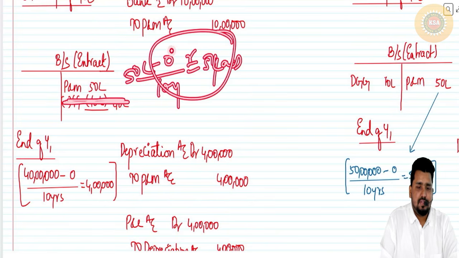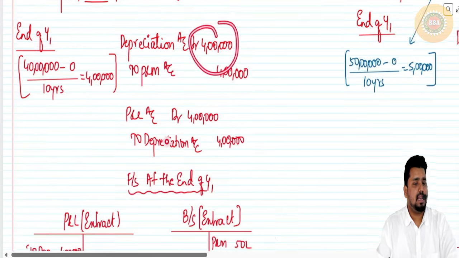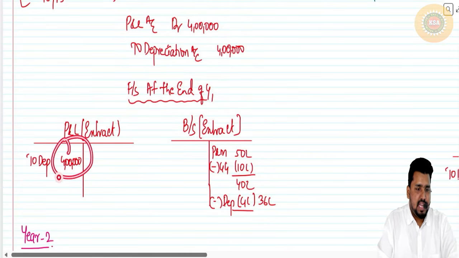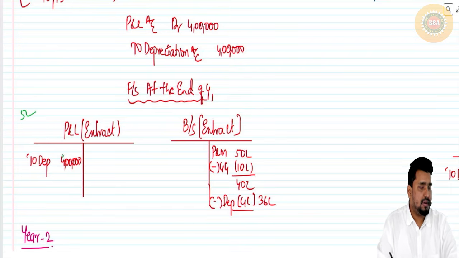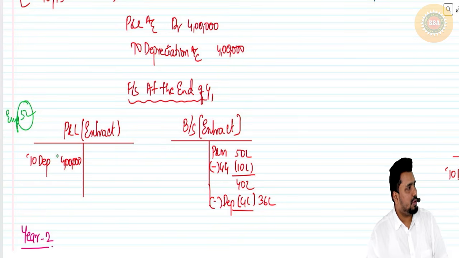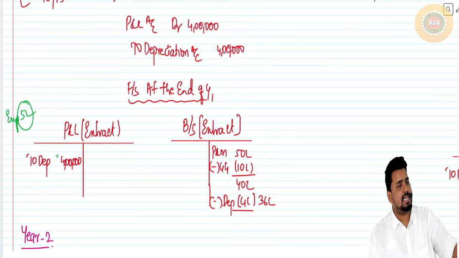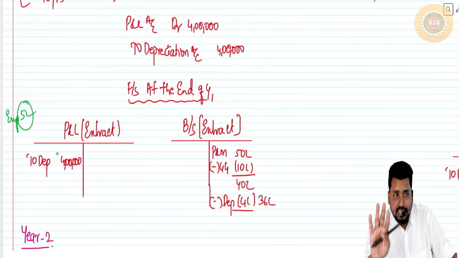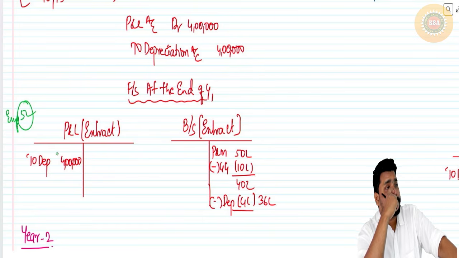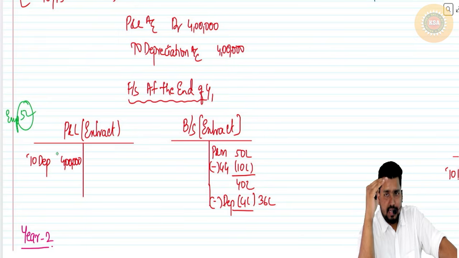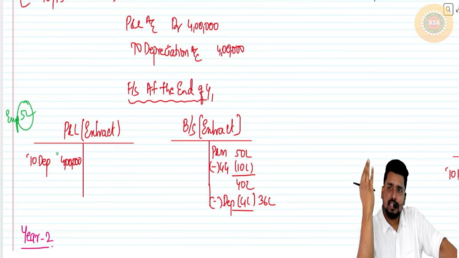Instead of 5 lakhs, how much only we are taking it to P&L? So in P&L, we are taking only 4 lakhs. Depreciation is an expense. Instead of 5 lakhs, we are taking 4 lakhs. Yes or no? Means expense decreased or increased? When expense decreases, what will happen? Profits will increase or decrease? Profits will increase.